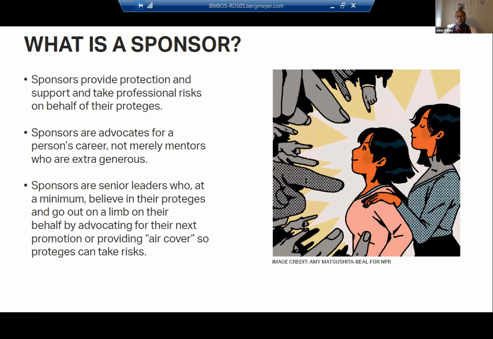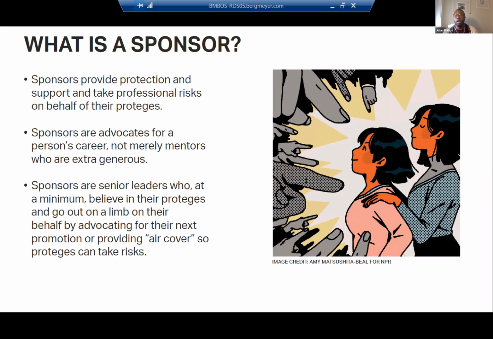The sponsors are advocates for a person's career and not merely a mentor who is extra generous. Sponsors are senior leaders who, at the bare minimum, believe in their proteges and go out on a limb for them, advocating for their next promotion or providing air cover, as an article talked about in NPR, for this protege to take risk.